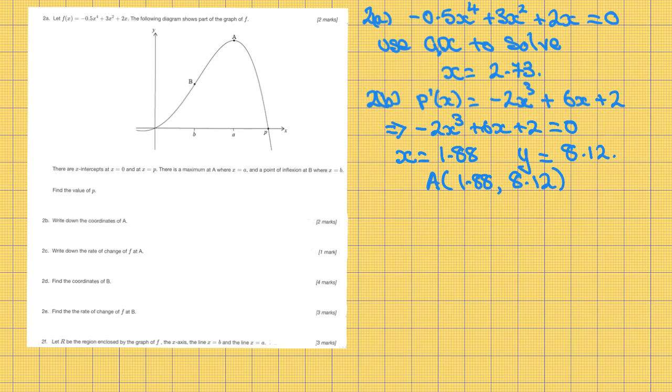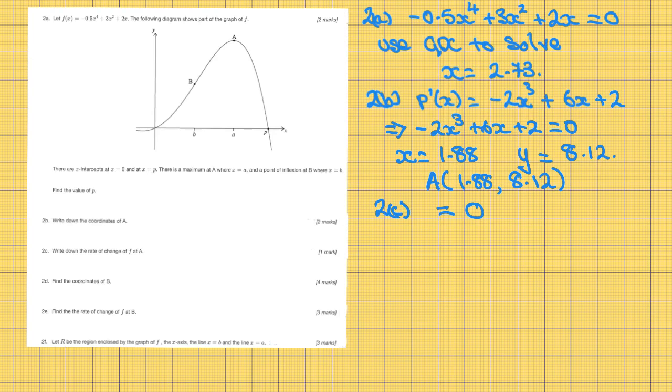2c, write the rate of change of f at A. Well, the rate of change is equal to 0 because it is a maximum, and at a maximum the rate of change is equal to 0.